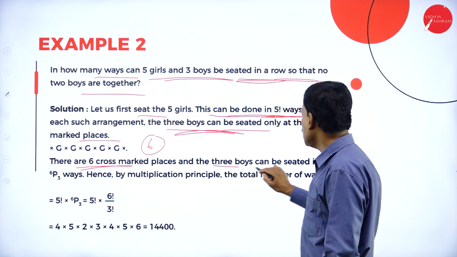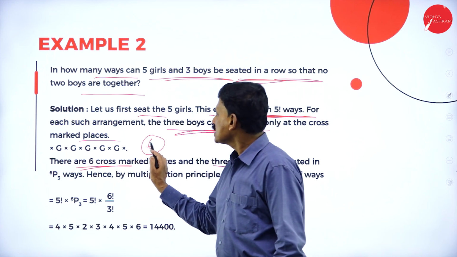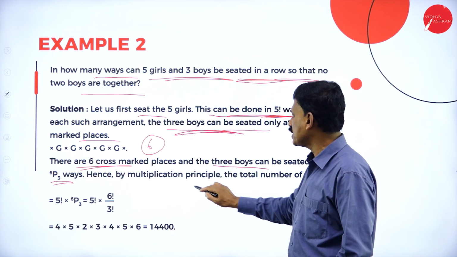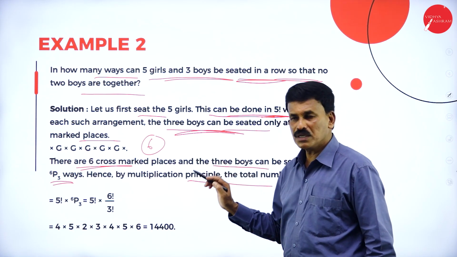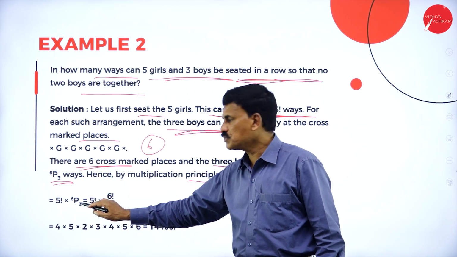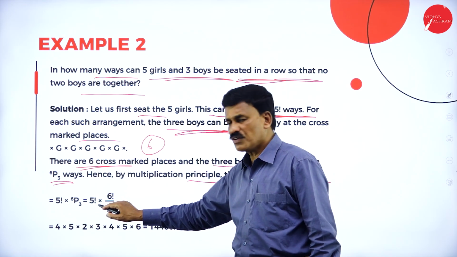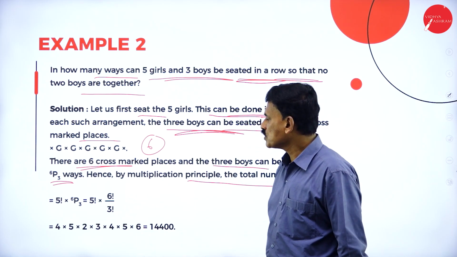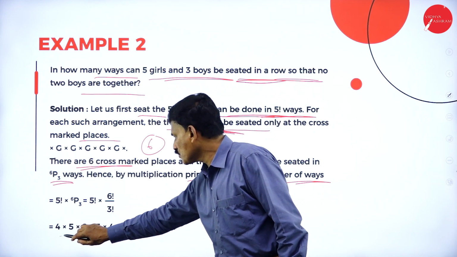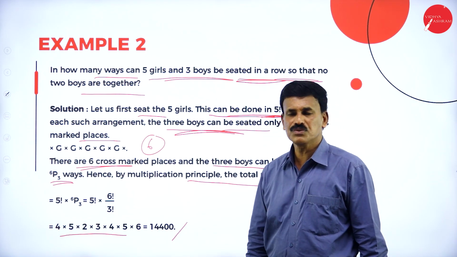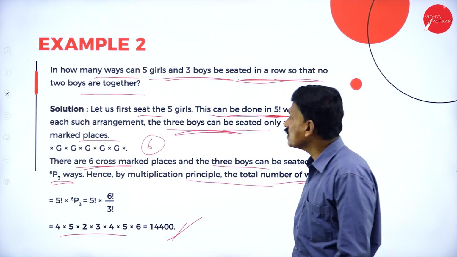So there are 6 cross marks for the 3 boys. Therefore the 3 boys can be seated in 6P3 ways. Hence, by the multiplicative principle, the number of ways is 5 factorial into 6P3, and 6P3 is nothing but 6 factorial divided by 3 factorial. So that is equal to 4 into 5 into 2 into 3, which is totally equal to 14,400. So this is the required answer.